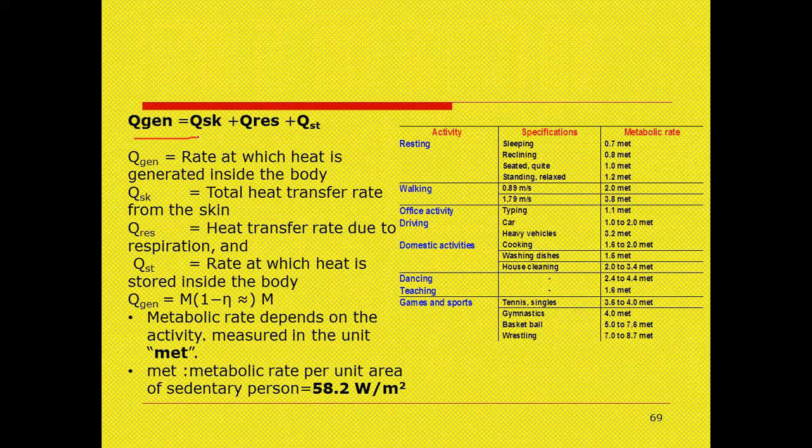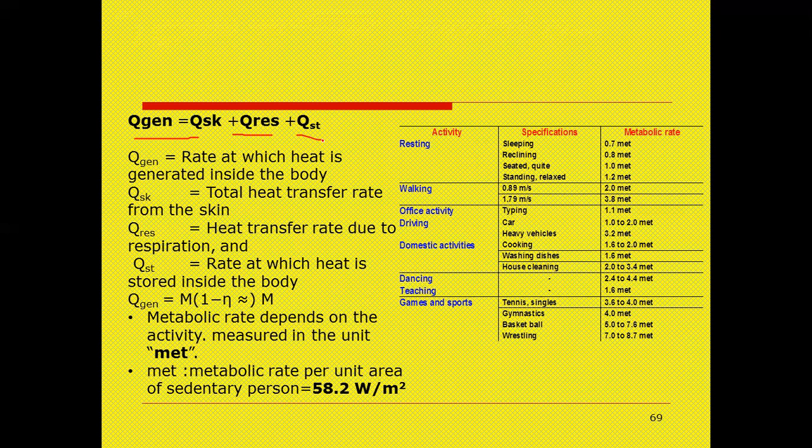Next, the heat balance equation: Qgen is equal to Qsk plus Qres plus Qst. Qgen is the rate at which heat is generated inside the body. Qsk is the total heat transfer rate from the skin. Qres is the heat transfer rate due to respiration. Qst is the rate at which heat is stored inside the body.